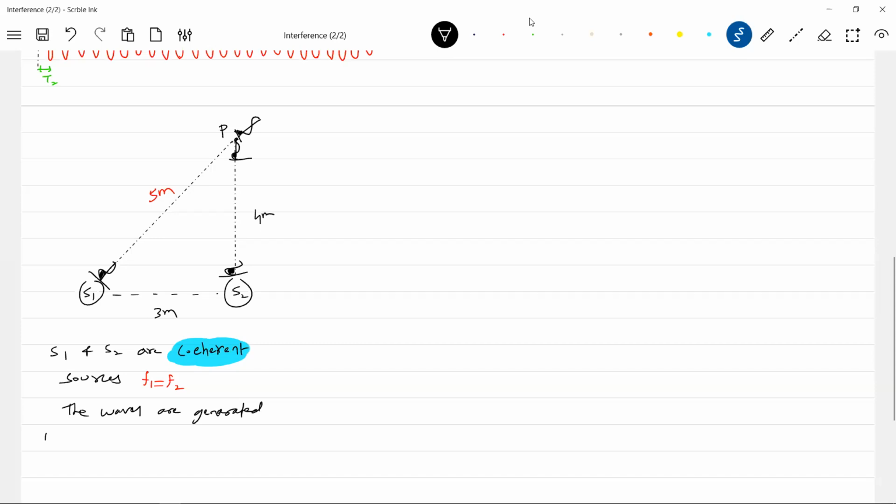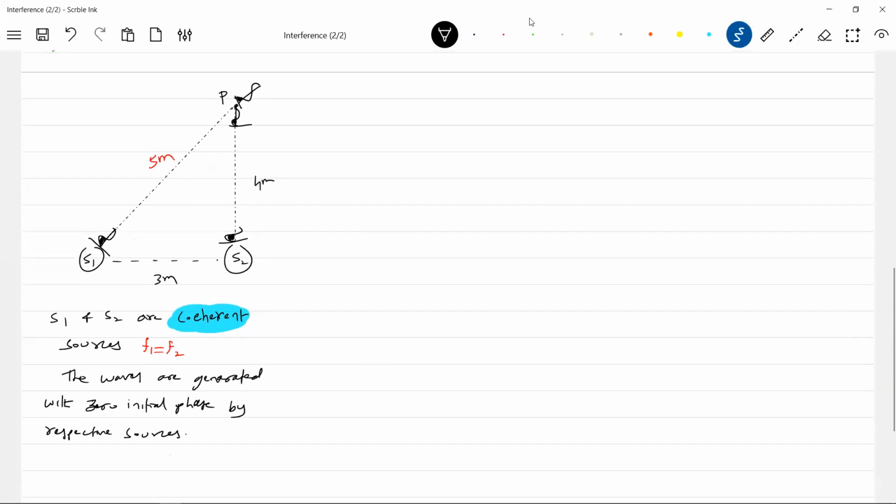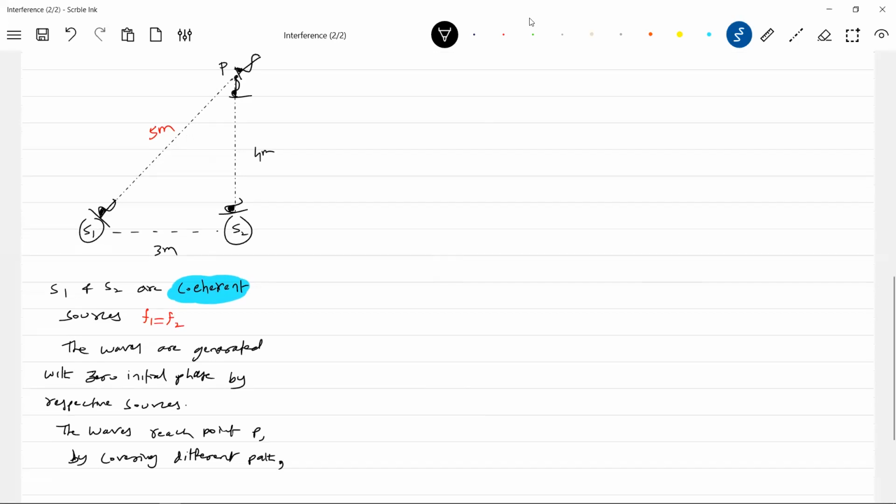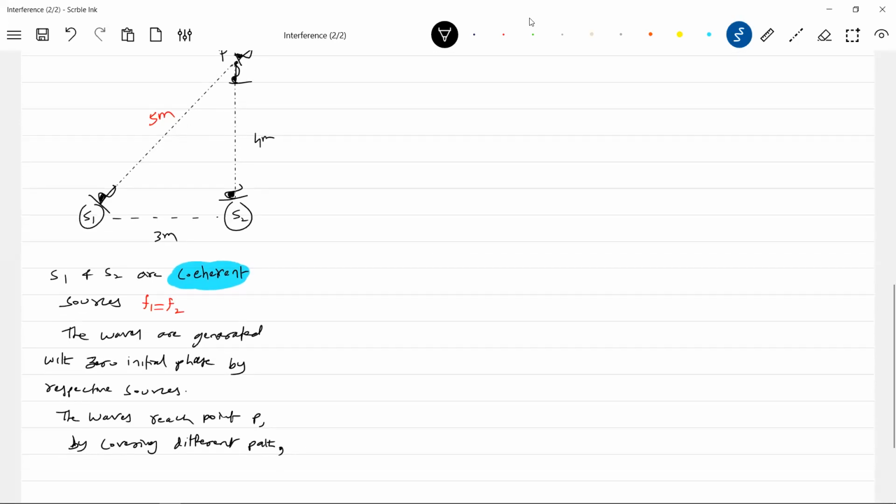The waves are generated with zero initial phase with respect to the source. This is the one background we are assuming. Okay, now the waves, when they arrive, reach point P by covering different paths.